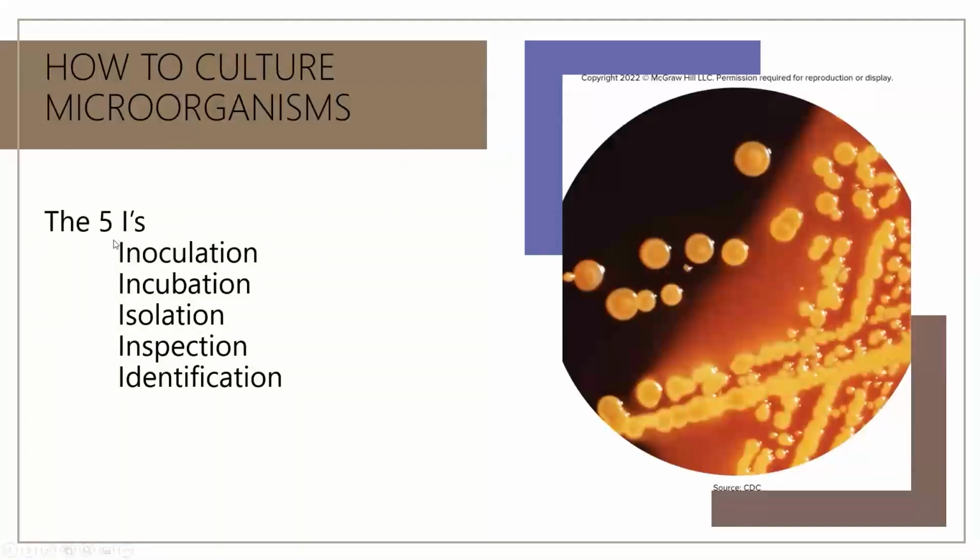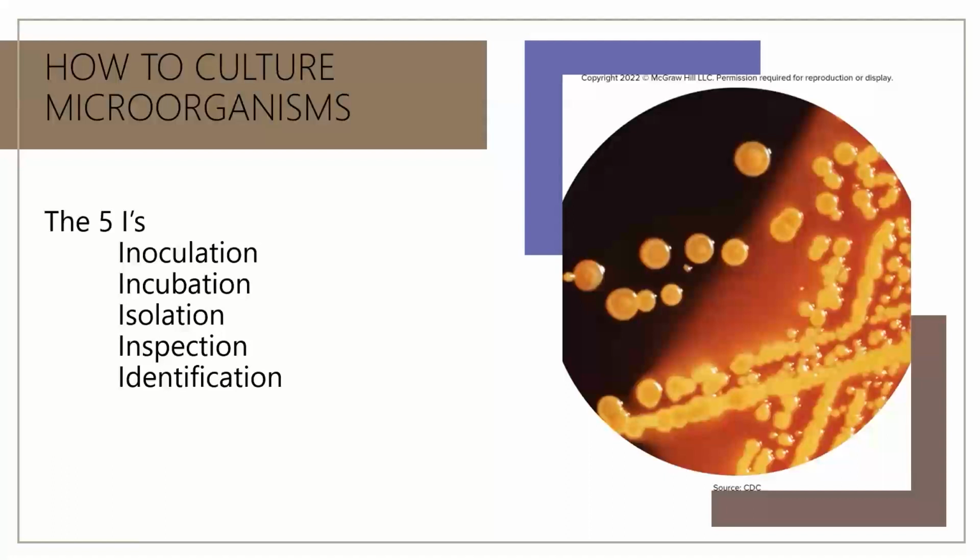Your book gives kind of a roadmap of the steps that you're going to go through to culture and study the microorganism. And very conveniently, it all starts with I. So there's 5 I's we're going to go through. The first is inoculation. So it's going to be taking your sample and beginning the process of culturing it. Then we have incubation. This is going to be kind of your waiting period. So this is going to be when you take your sample, put it in the proper growth conditions, and wait for it to grow and multiply.